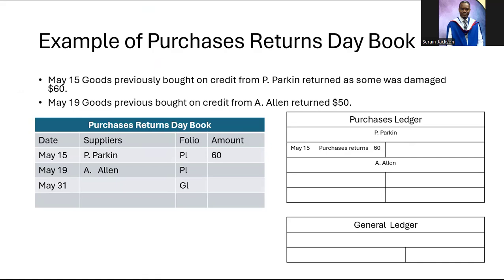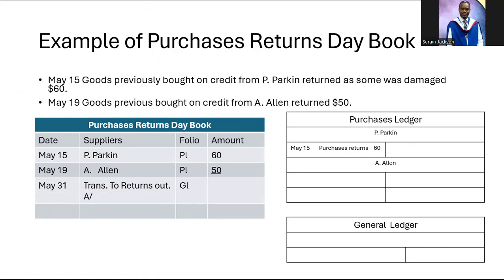The next one, May 19, goods previously bought on credit from A. Allen returned for $50. The same procedure would apply, right? So you put the $50 there, and then you're going to balance off your purchases returns daybook or your purchases returns journal with the same narration. So you're going to transfer to the returns outwards account, right? And that is in the general ledger, and this amount would be 110.